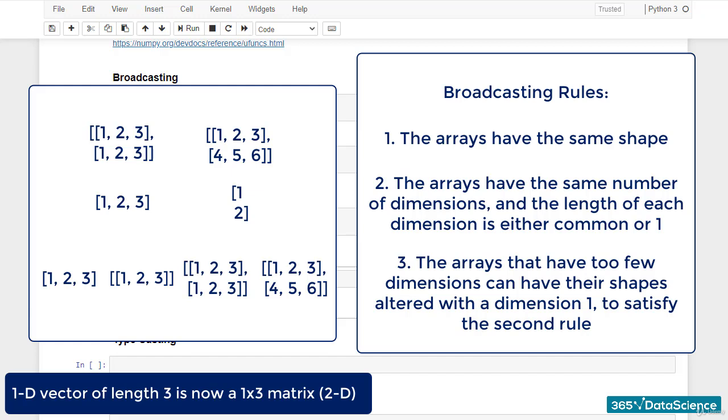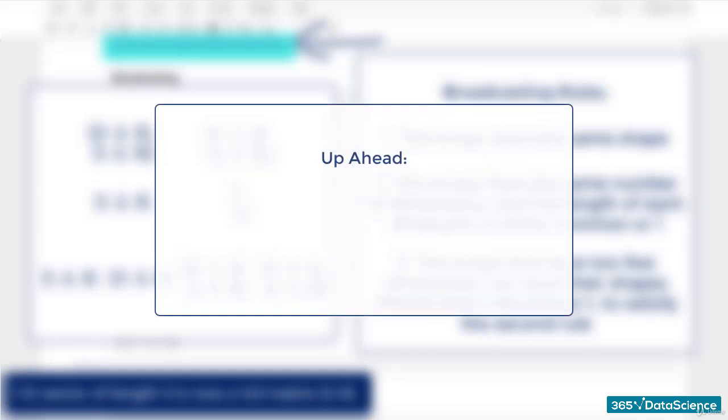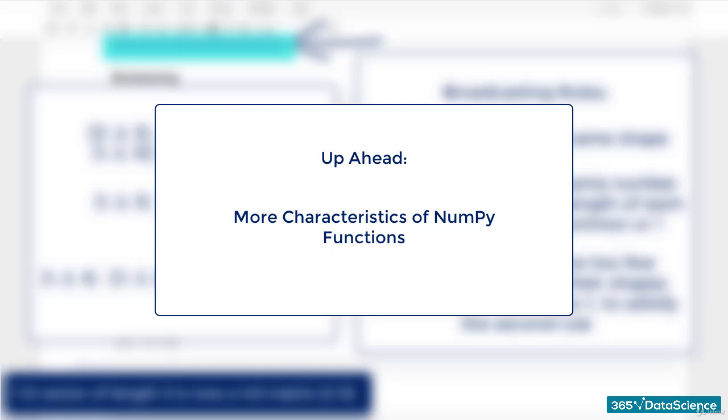For a more in-depth explanation of these rules, along with some examples, you can check out the documentation link we provided above. Great job! Now that you've grasped the concept of broadcasting, we're ready to explore more characteristics of NumPy functions. Next time, we'll continue with typecasting and calling a function over a given axis.